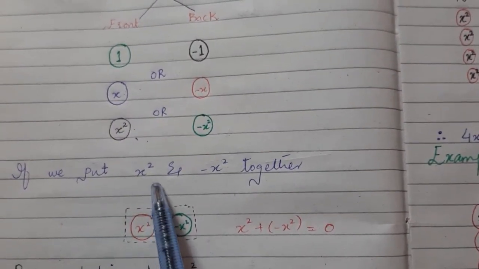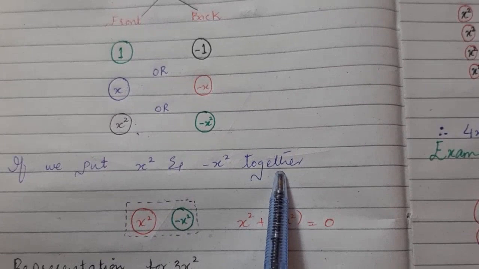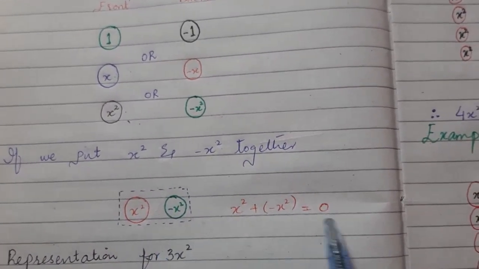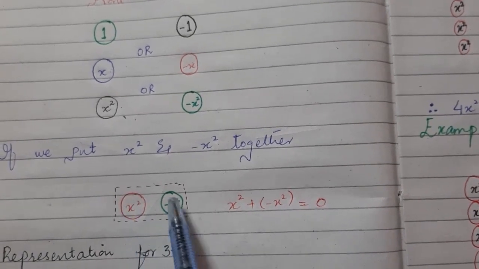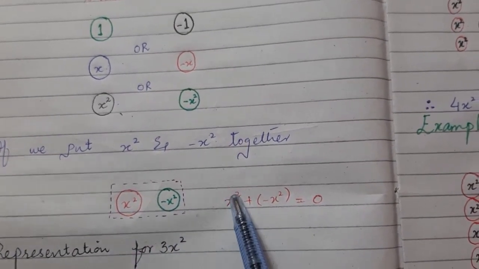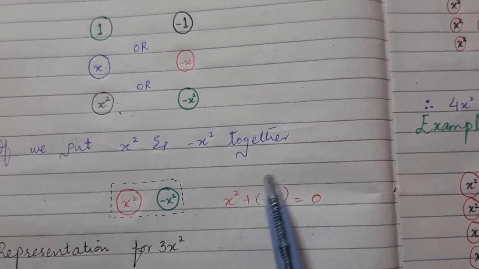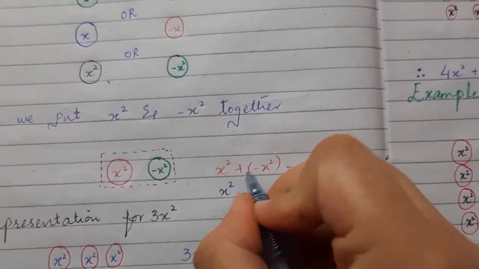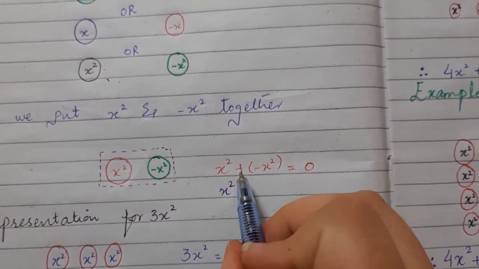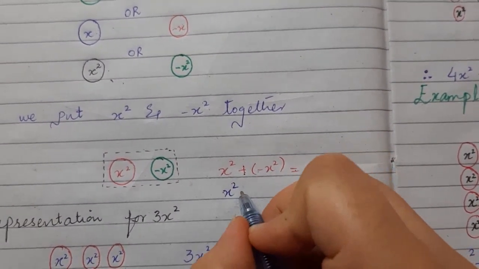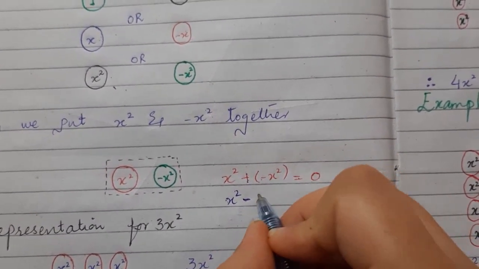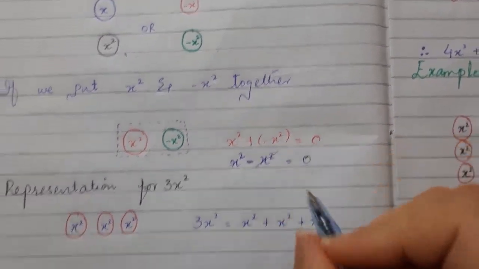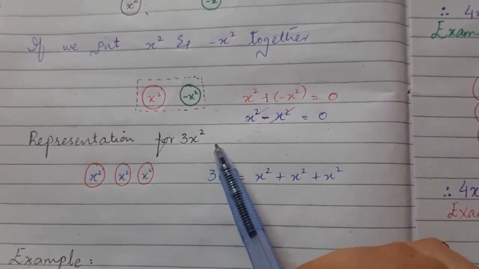Similarly, the other example is this. If we put x square and minus x square together, in this way, if we group them, the answer will be 0. What does it mean? It means that x square plus minus x square are both finished out, because when you multiply positive with negative, you always get a negative sign. So x square will be cancelled with x square and you will get 0.